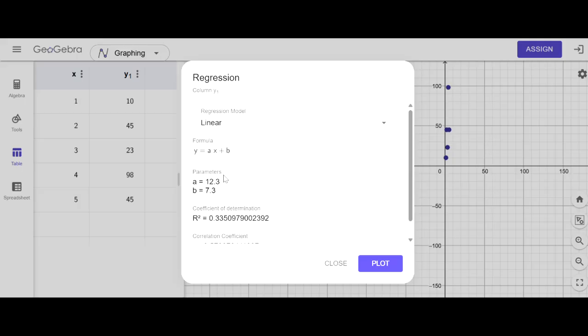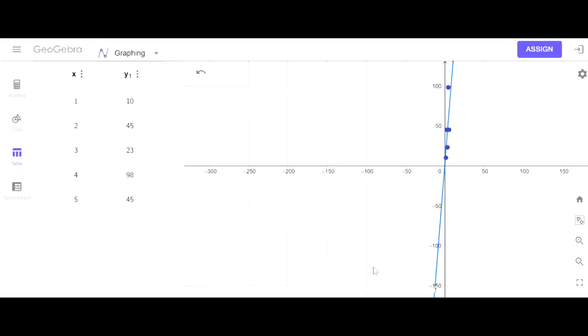Okay, let's look at the parameters. It says a is equal to 12.3 on my line, and b is equal to 7.3. 12.3 is going to be our slope because that's where it plugs into our formula, and 7.3 is going to be our y-intercept. That's all you need to worry about on here. We're going to go ahead and click plot. And look, it has a line, the least squares regression line. That's what it is.